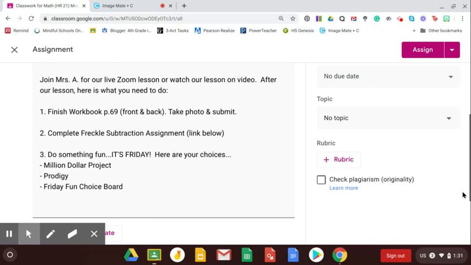Your other assignment for today is a freckle subtraction assignment. Please remember to use scrap paper. After that, you're done. Hey, it's Friday, right? Do something fun. Here are your choices. You can work on the $1 Million Project. You can work on Prodigy. You can catch up on anything that you have to complete from this week that you might not have gotten a chance to finish. And you can check out our Friday Fun Choice Board.